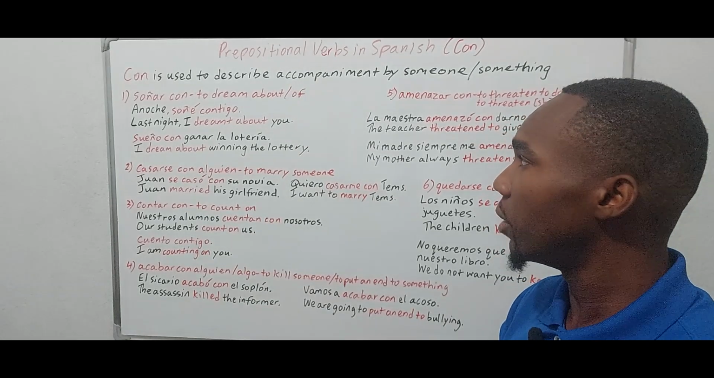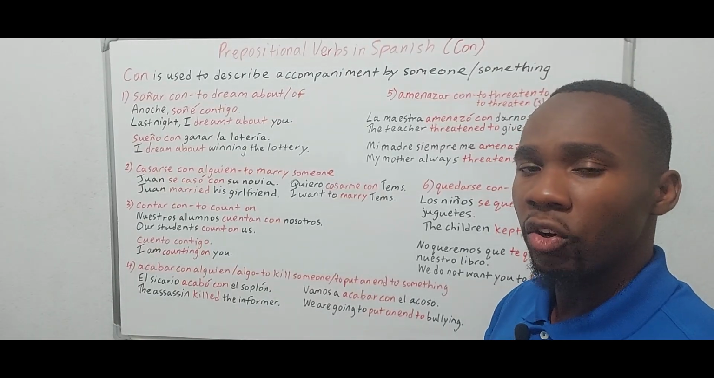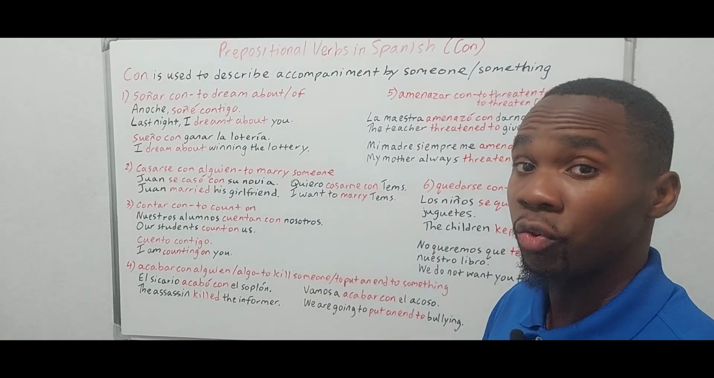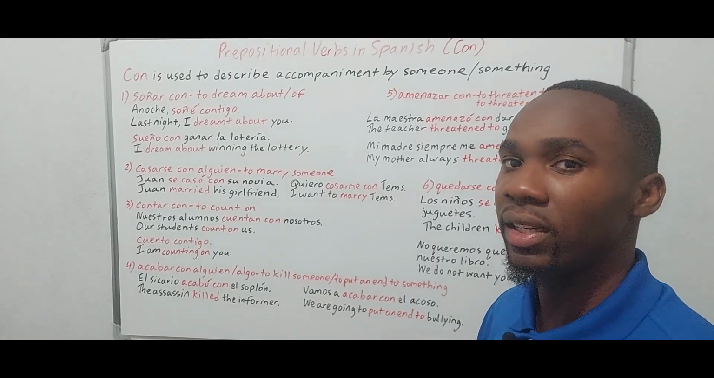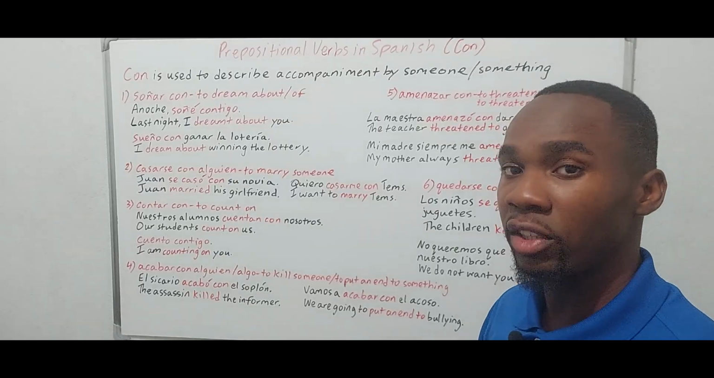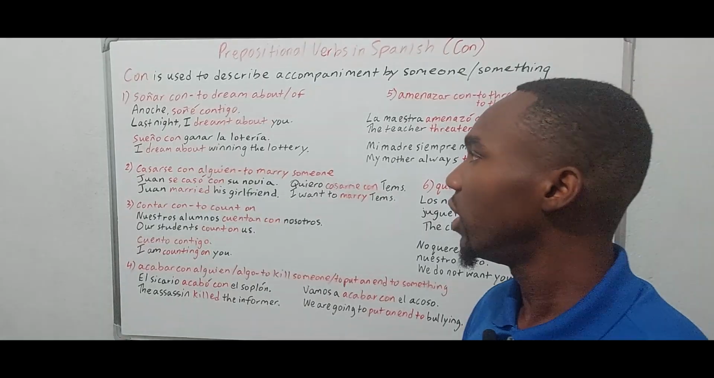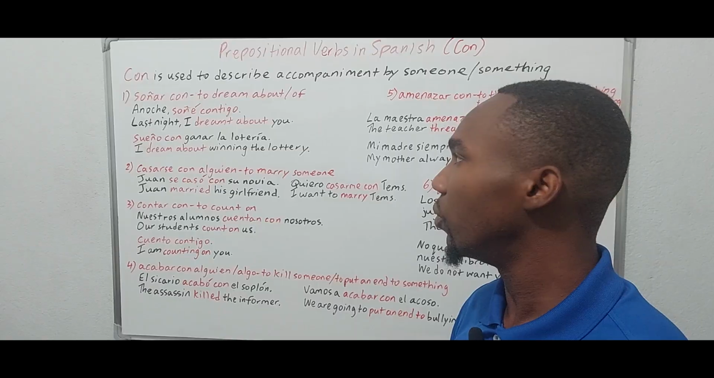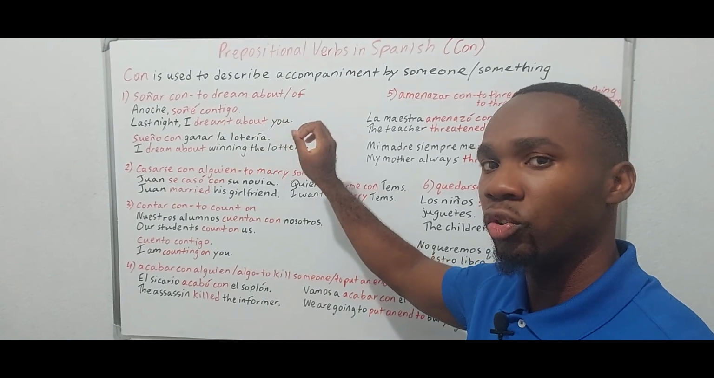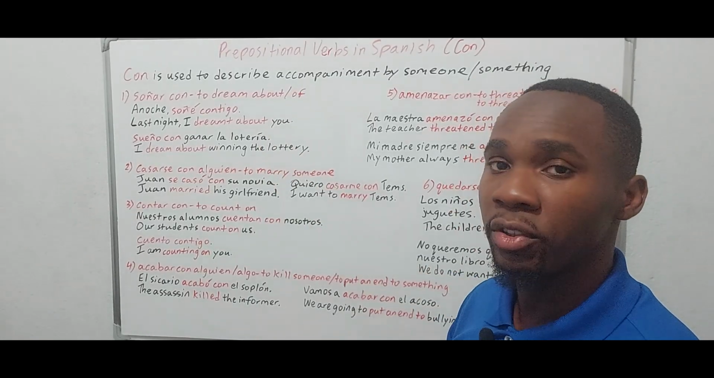Soñar con, to dream about or to dream of. Of course, if English is your native language, you may be tempted to say soñar de or soñar sobre, but those do not exist. The preposition is con. The correct preposition with soñar is con. So, for example, anoche soñé contigo. Last night I dreamt about you. And of course, when we use con with tú, we don't say con tú, we say contigo. Right? So that is an exception there too.